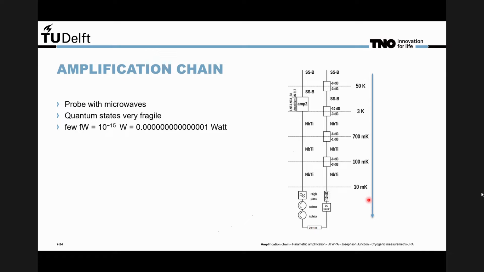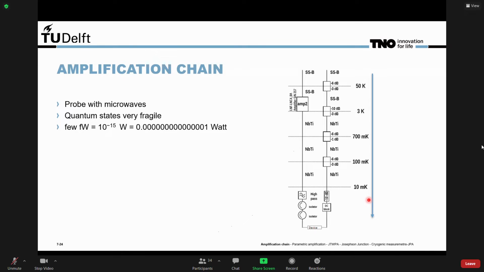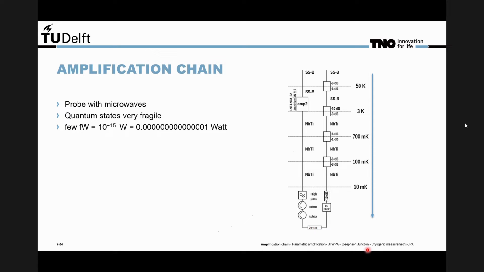So by sending a very weak signal through the qubits, one might understand that the readout needs not only to be amplified with high enough gain, but also with the lowest noise possible. So this is where amplifiers come into the picture.